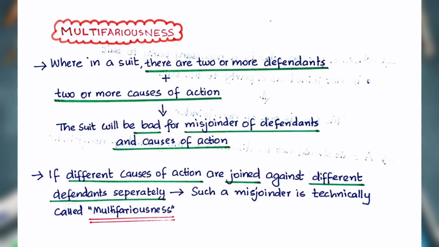Now let us know what is multifariousness or multifarious suits. Where in a suit there are two or more defendants and two or more causes of action, the suit will be bad for misjoinder of defendants and causes of action. If different causes of action are joined against different defendants separately, such a misjoinder is technically called multifariousness.